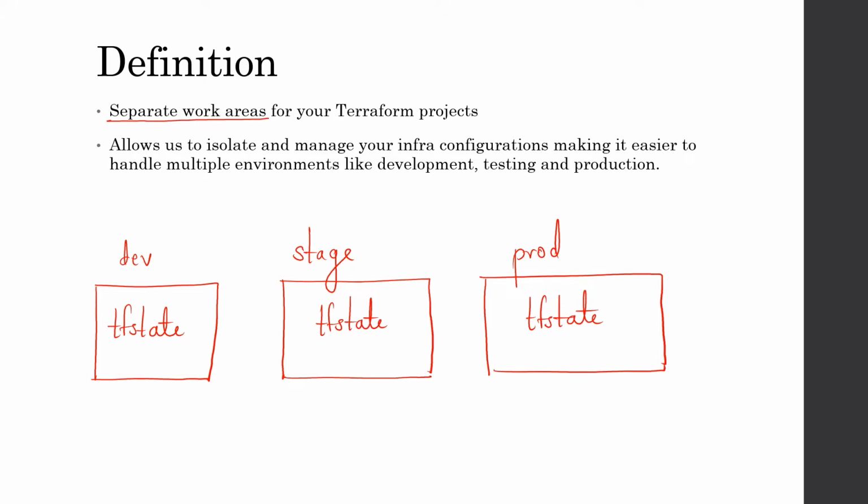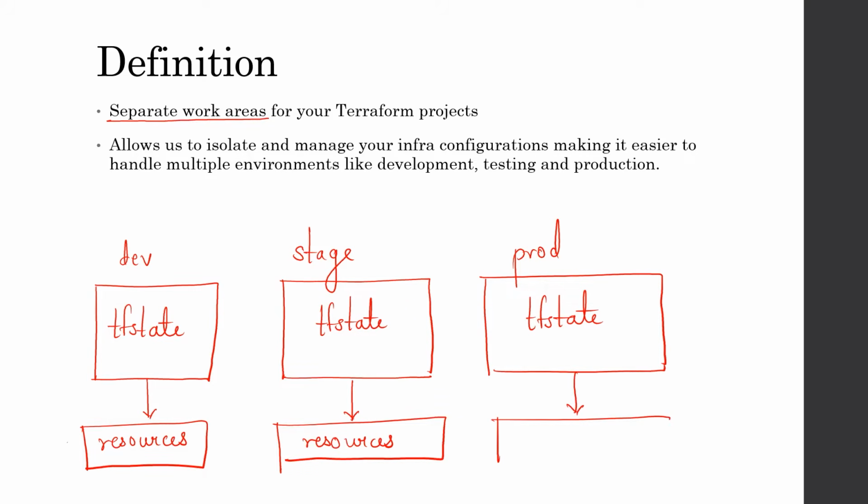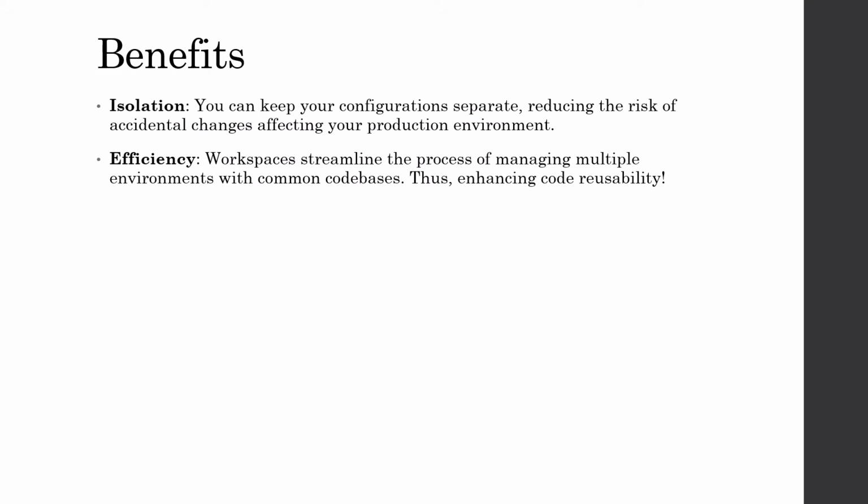And this tf state file is going to keep track of different resources. So this is the requirement. It provides isolation for our infra configurations and makes it easier to handle multiple environments like development, testing, and production. Now, what are the benefits? It is going to provide isolation. It is also going to provide efficiency. It is going to save a lot of time by avoiding repetition.